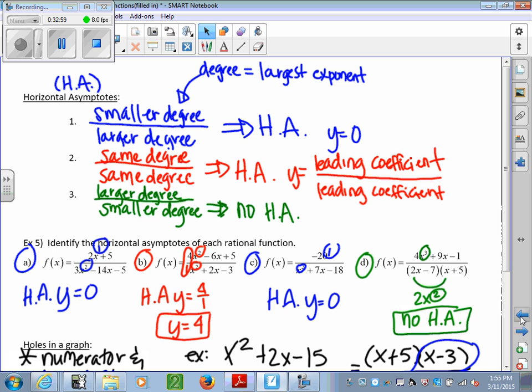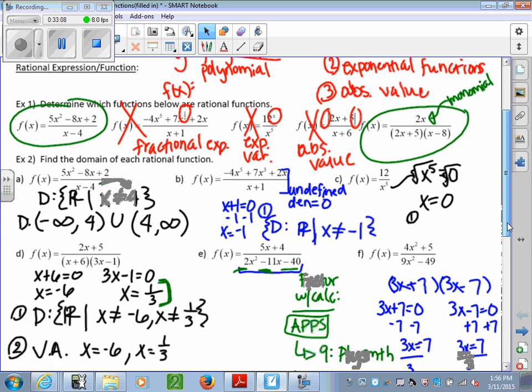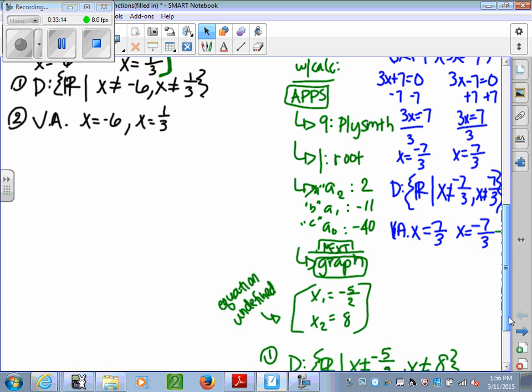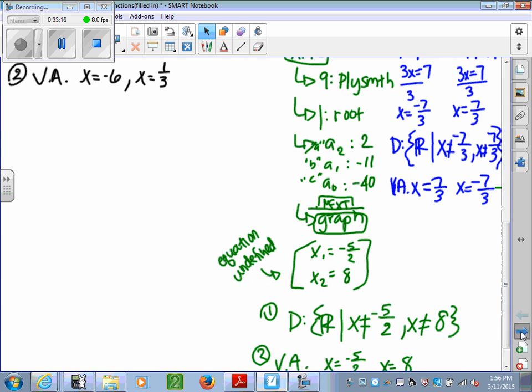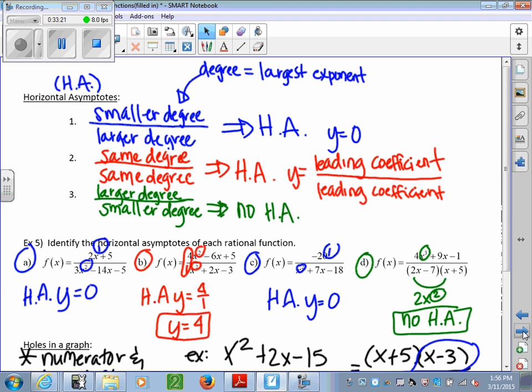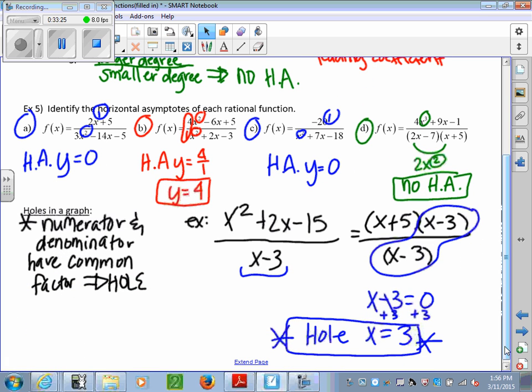This lesson, almost kept under 30 minutes. We started with definitions of rational functions or expressions. Then we talked about finding domain for rational functions and vertical asymptotes. Talked about factoring on our calculator here in green. Then we talked about more vertical asymptotes. We talked about horizontal asymptotes and holes. So the main part of these notes were vertical asymptotes, horizontal asymptotes, and holes.